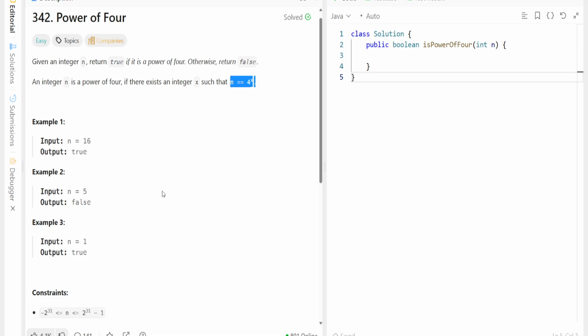Now the constraint given in the question is that n can be large, between the integer bounds. So how are we going to solve this type of problem? It's very easy, you can do it mathematically, that is obvious. But apart from that, there is also a bitwise trick.